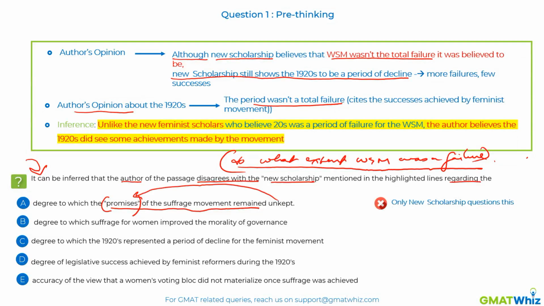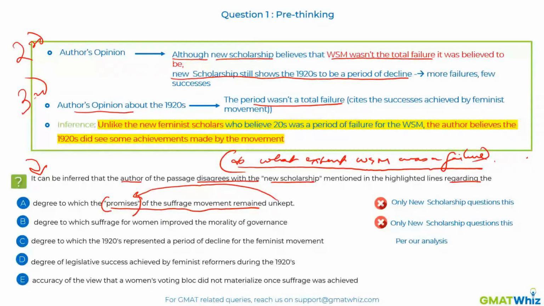Only the new scholarship is questioning this. The author is not questioning this. Nobody marked B, and it is not the answer because only the new scholarship is questioning the morality of the governance and all that. The degree to which the 1920s represented a period of decline, remember this is between the second paragraph and the third paragraph. So this was the second paragraph, this was the third paragraph. All right, and this is the correct answer.